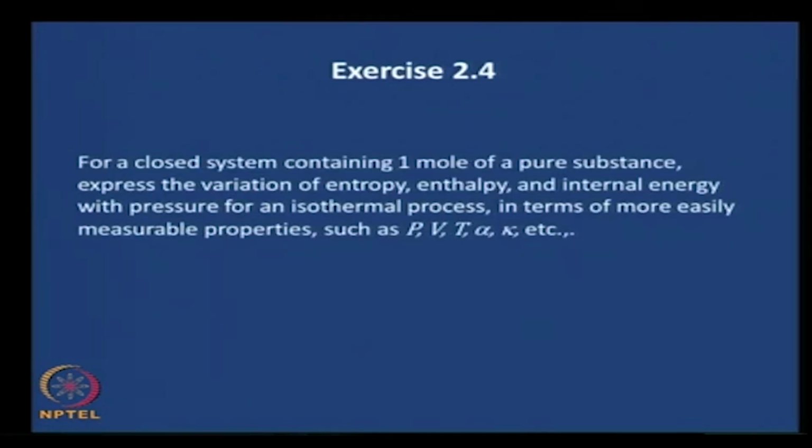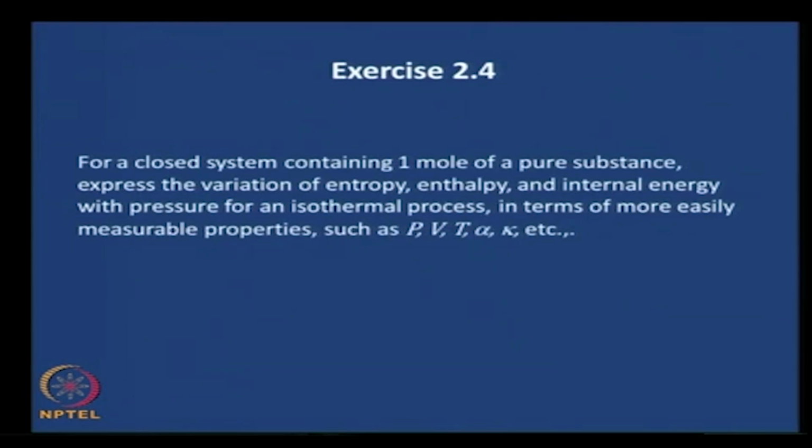So with these two definitions, it is much easier to get a feel of the use of these definitions, alpha and kappa, expansivity and compressibility, if we work out an example or an exercise. That is exercise 2.4 here. For a closed system containing 1 mole of a pure substance, express the variation of entropy, enthalpy and internal energy.